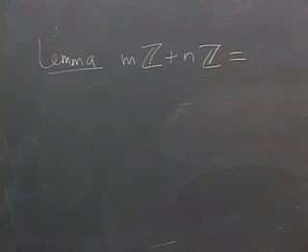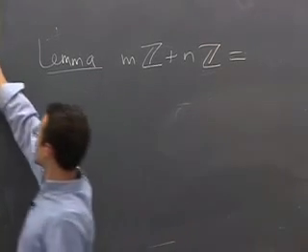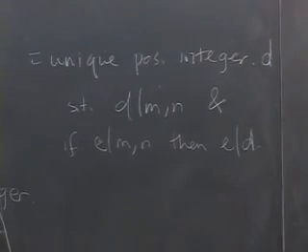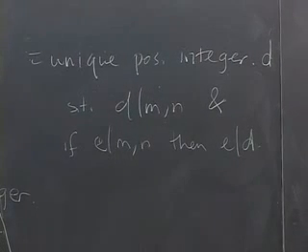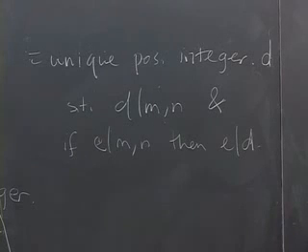Sorry, what's the question? Oh, a unique positive integer d, such that d divides m and n, and if you have another common divisor, then it divides the greatest common divisor. So it's just talking about the division structure of the thing.